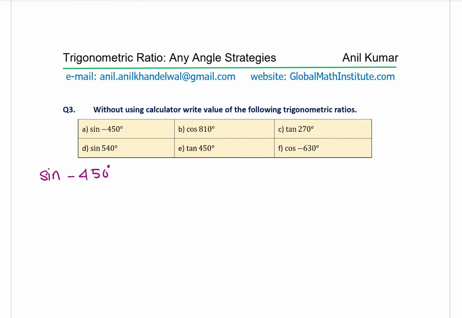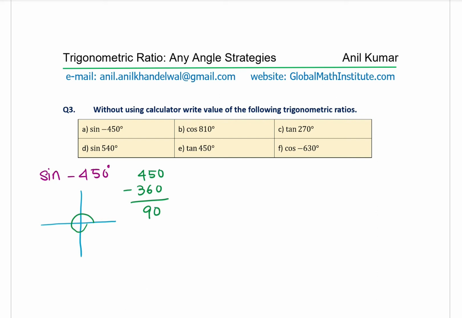Now where will minus 450 degrees lie? That is our first thing. We have to figure this out. Minus 450 degrees. So you could actually go one full circle in this direction, that is 360, and then more. So how much more? Do some calculations here. You could do 450 minus 360. You get a value of 90 degrees.